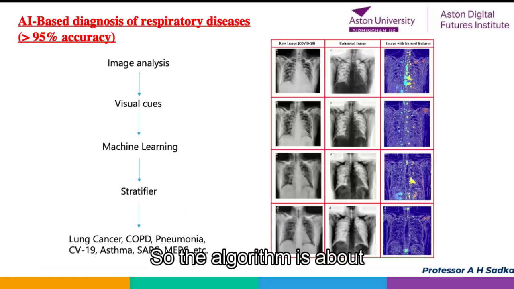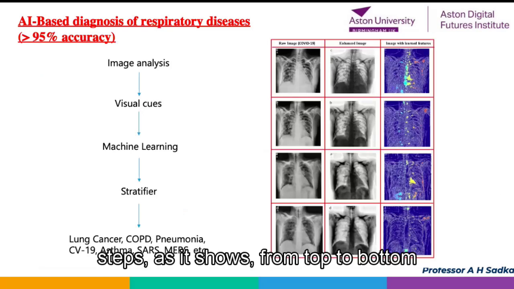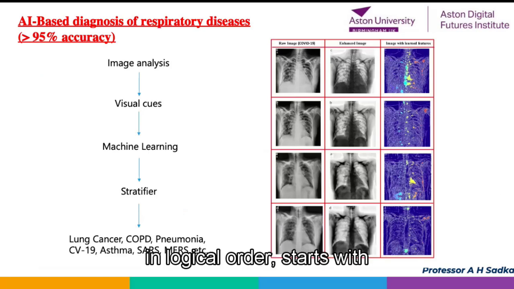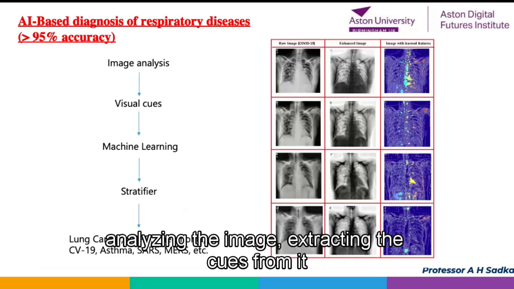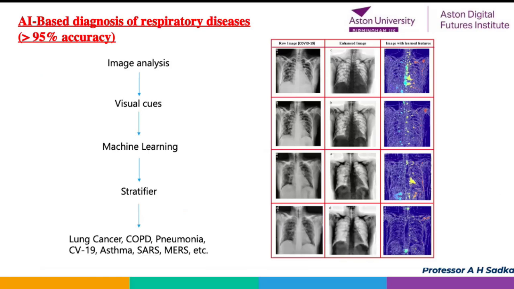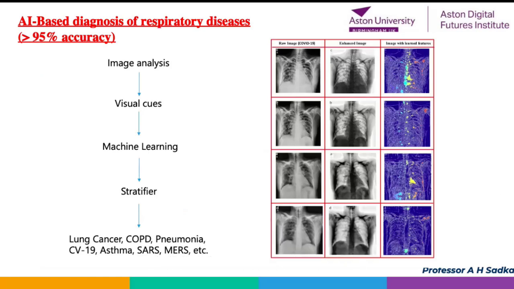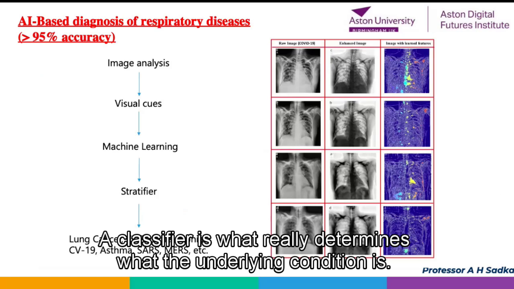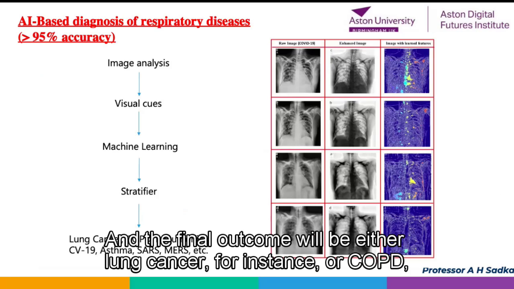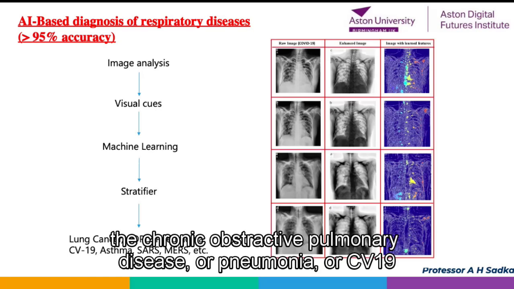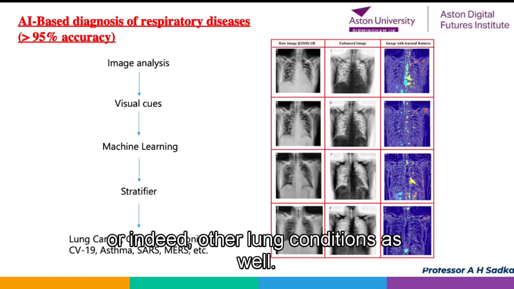So the algorithm is about multiple steps, as it shows from top to bottom in logical order. It starts with analyzing the image, extracting the cues from it, then doing the machine learning before passing it to the stratifier or classifier, as it is known in computer science terminology. A classifier is what really determines what the underlying condition is. And the final outcome will be either lung cancer, for instance, or COPD, the chronic obstructive pulmonary disease, or pneumonia, or CV19, or indeed other lung conditions as well.